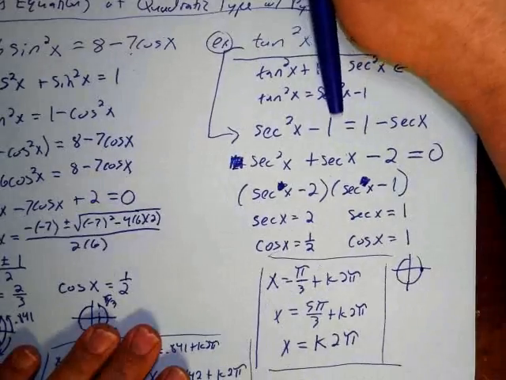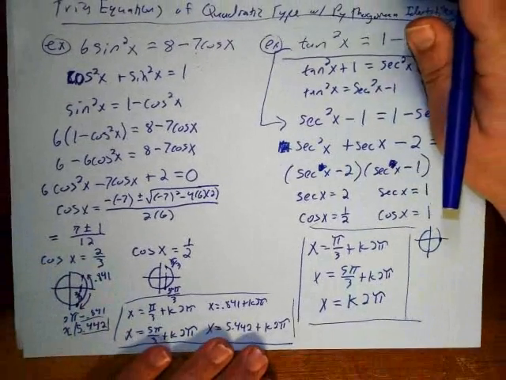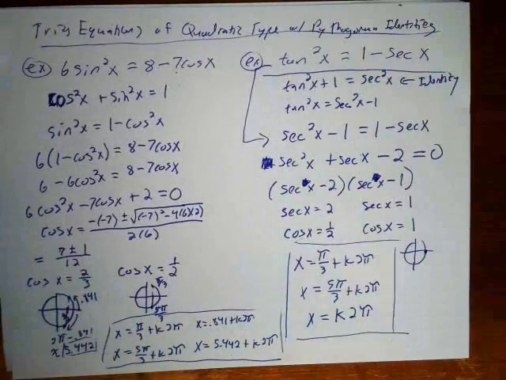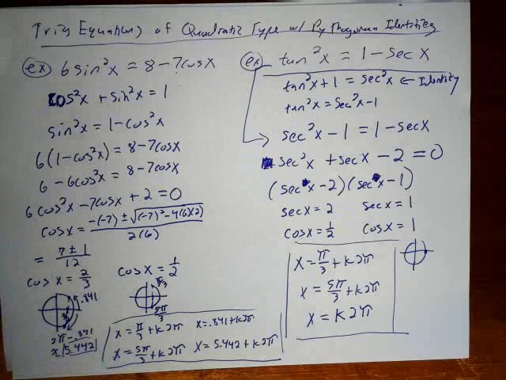Okay, zoom out here. So these are equations of the quadratic type, but you have to use a Pythagorean identity to get them into that form. So coming up next, we're going to do several different equations that are going to use factoring and identities together. Okay.